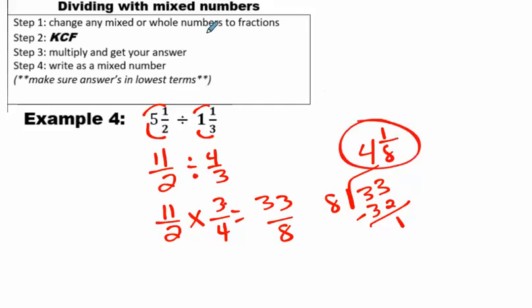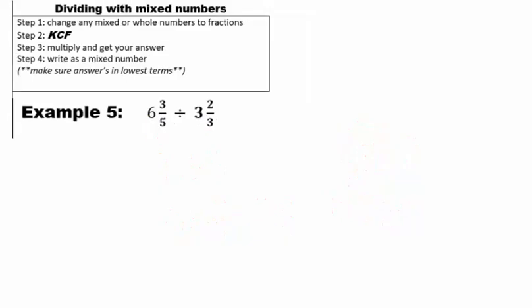Okay. I'm going to do one more. If you don't need this problem, then just fast forward. All right, so this would be 3 3/5 divided by 3 times 3 is 9, plus 2 is 11/3. So I'm going to keep, change, and flip.